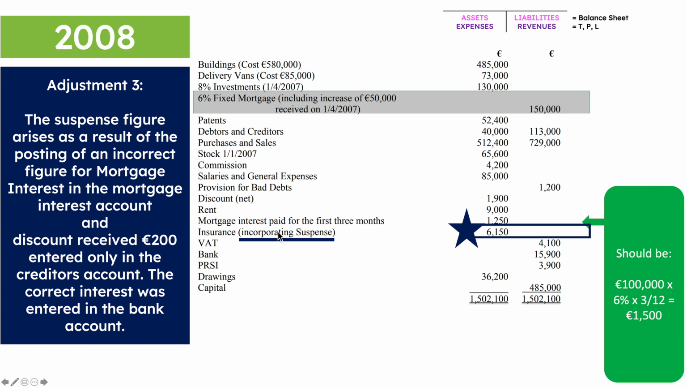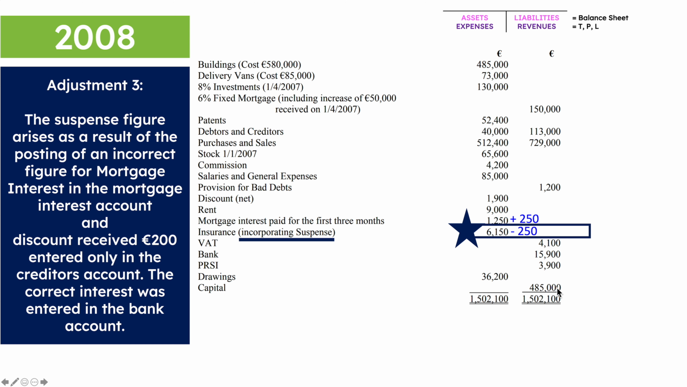So the mortgage interest paid should be 100,000 by 6% by 3 over 12. So that's 1,500. So 1250 plus 250, and the one incorporating suspense then minus 250 to fix that. So that means that my debit side and credit side will equal then. Okay, so if I plus 250 to something on the debit side, I'll have to minus 250 to the thing on the debit side.